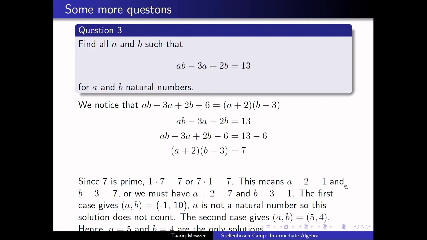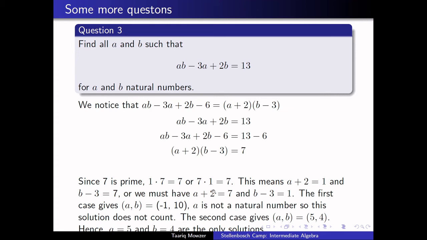So let's solve the first one: a plus 2 equals 1 and b minus 3 is 7. We solve it and we get that a is minus 1 and b is 10. Now notice that our question said a and b are natural numbers, and minus 1 is not a natural number. So this isn't a valid solution. A is not a natural number, so this solution does not count.